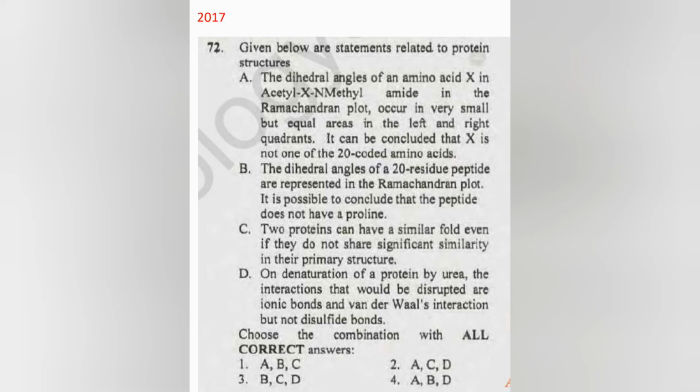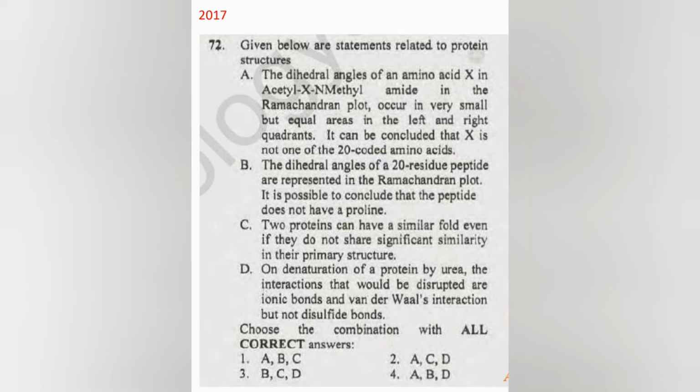The next statement is that if the dihedral angles of a 20 residue peptide are represented in the Ramachandran plot, it is possible to conclude that the peptide does not have proline. Actually, this statement is wrong because we can conclude that the peptide has proline. So this is a wrong statement. The next statement is that two proteins can have a similar fold even if they do not share significant similarity in the primary structure. This point is also correct.